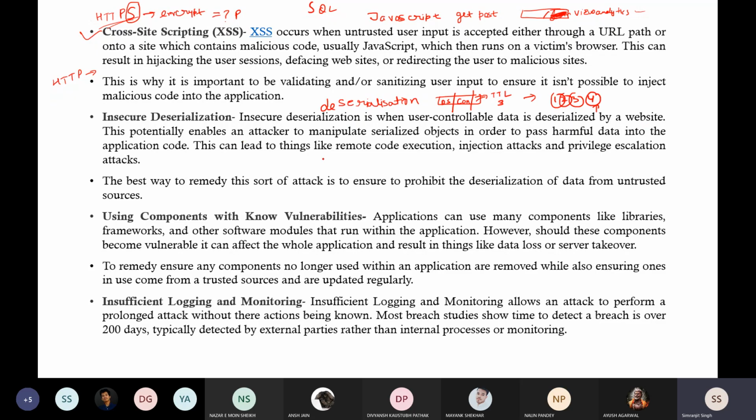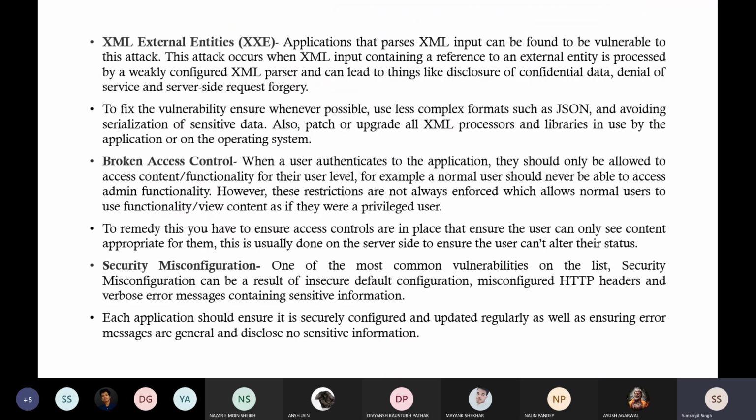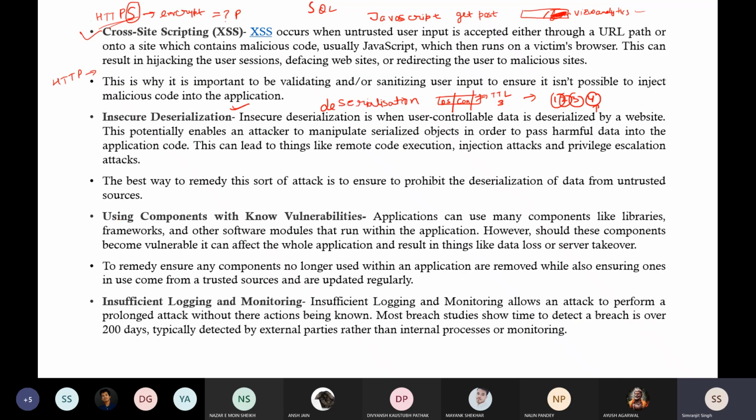This potentially enables an attacker to manipulate serialized objects in order to pass harmful data. Again, I'll show you this attack. Don't worry, we are just reading the introduction of it, but we will do each and everything in detail. These are some common vulnerabilities. Another thing is using components with known vulnerabilities. There are many applications by which you can get to know that a particular vulnerability exists in a system. A particular vulnerability can be anything. If you're looking at common vulnerabilities, those can also be verified with the software.